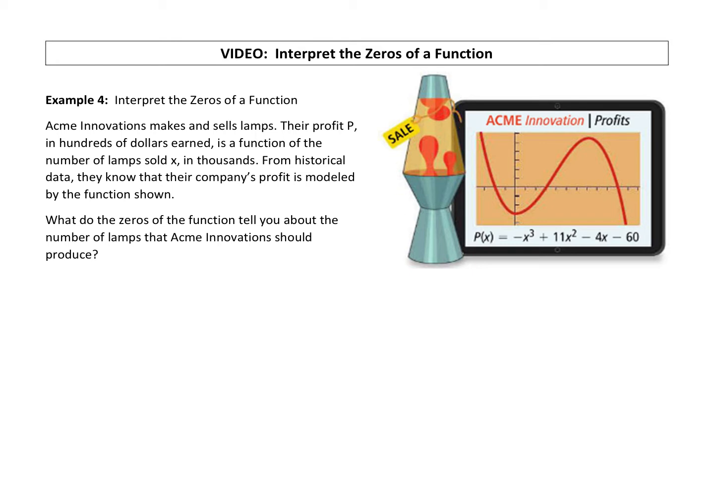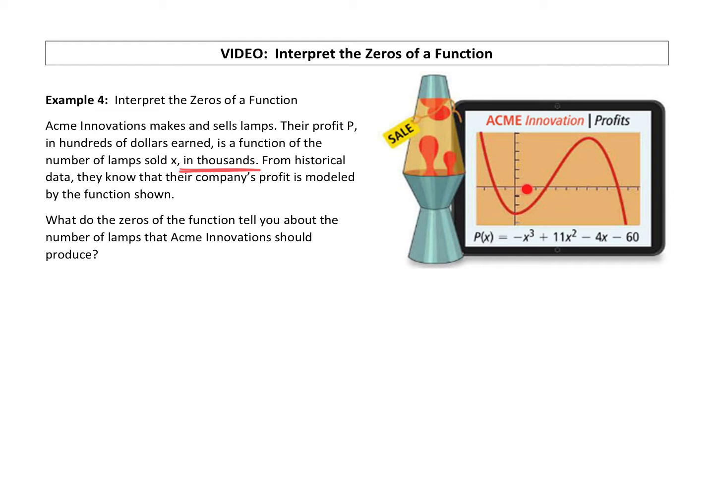Their profit, P, in hundreds of dollars earned, is a function of the number of lamps sold in thousands. From historical data, they know that their company's profit is modeled by the function shown. So our profit is in hundreds and our lamps are in thousands. I do want to underline the lamps are in thousands, just to make sure we're not losing track of that. Here's our function shown over here.